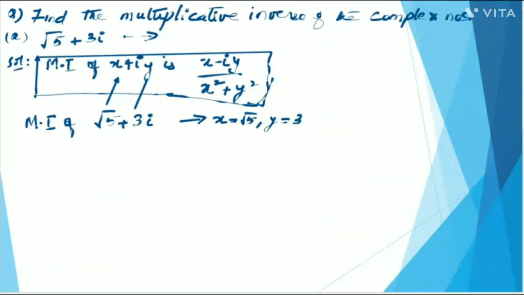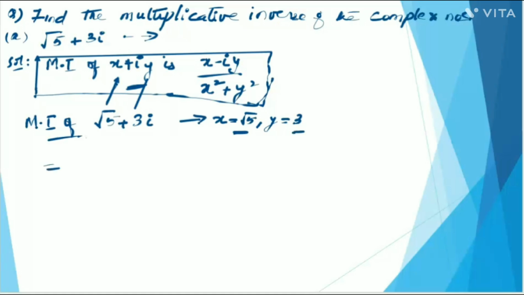The next example is: find the multiplicative inverse of the complex number root 5 plus 3i. The multiplicative inverse of x plus iy is x minus iy divided by x square plus y square. This is the formula. When you compare this, x is equals to root 5 and y is equals to 3.